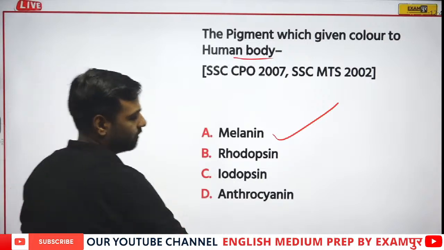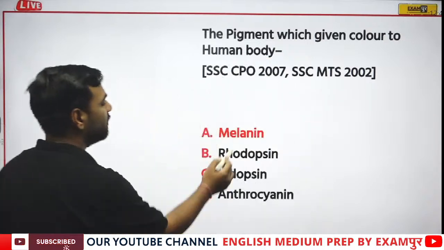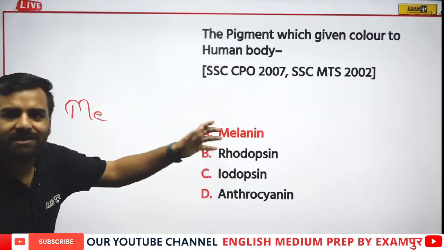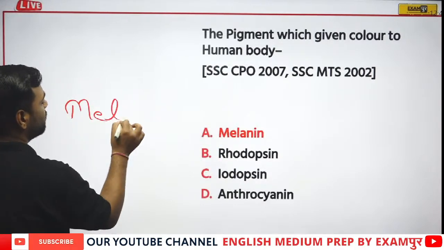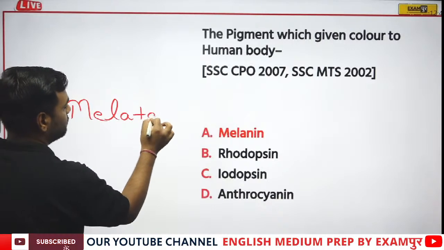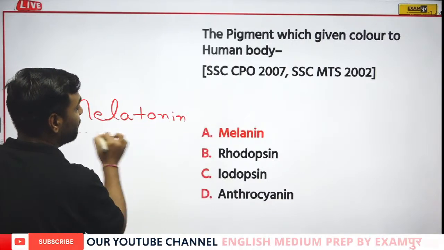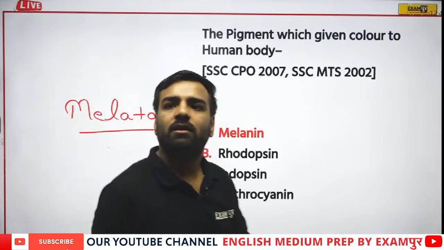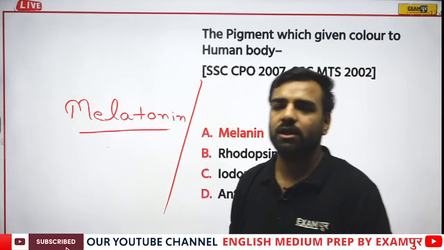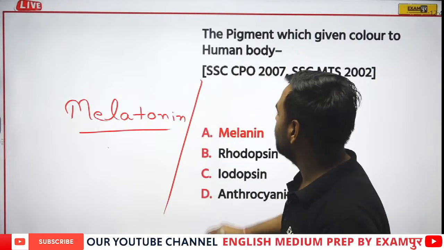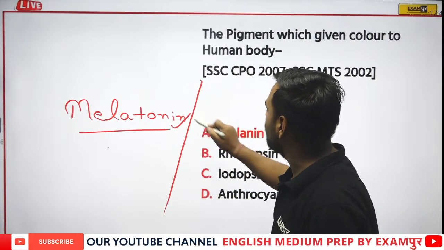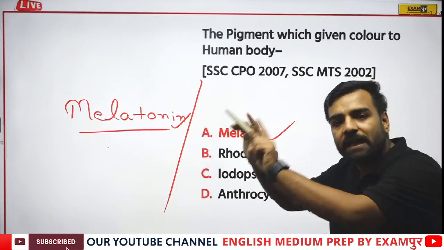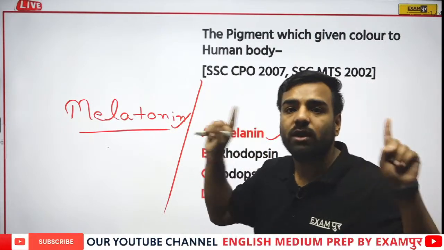Now there's one more term. If I talk about one more hormone which resembles its name with this, that is melatonin. There's a difference between both. Yes, what I was saying, there's a difference between these two hormones. That's why I'm writing over here. Please remember, melatonin and melanin are two different things.